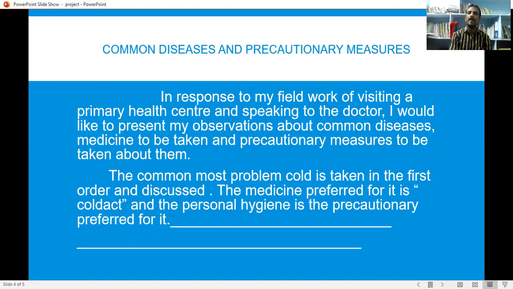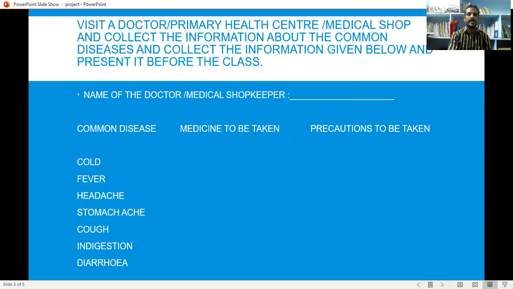Now come to the message. The most common problem, cold, is taken first and discussed. The medicine preferred for it is Cold Act, and the precautionary measure is nothing but personal hygiene. According to the discussion, I mentioned personal hygiene as the precaution preferred for it. Like this, you can continue the report by taking the different kinds of diseases which we mentioned in the table.